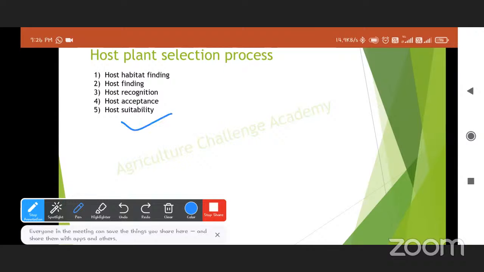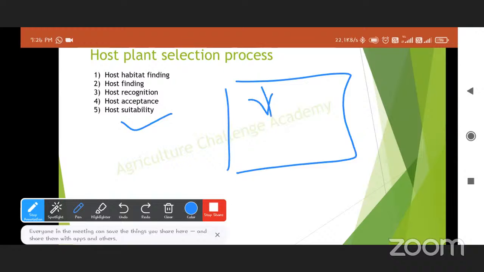Next is host suitability. Once the insect eats the plant, this host suitability is mostly governed by the nutritional values. The pest has fed upon the plant. It is already after the host acceptance.